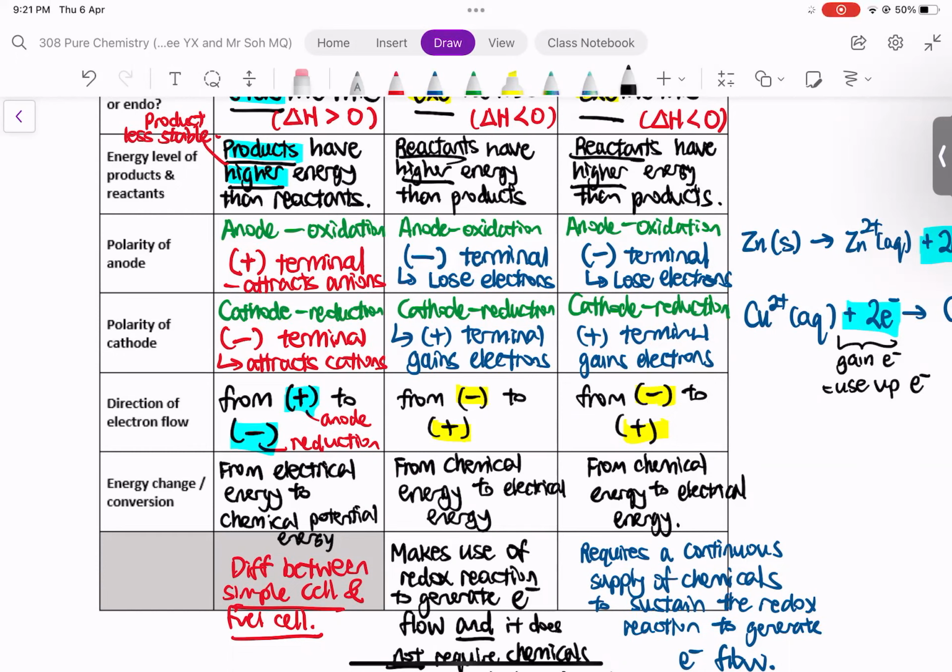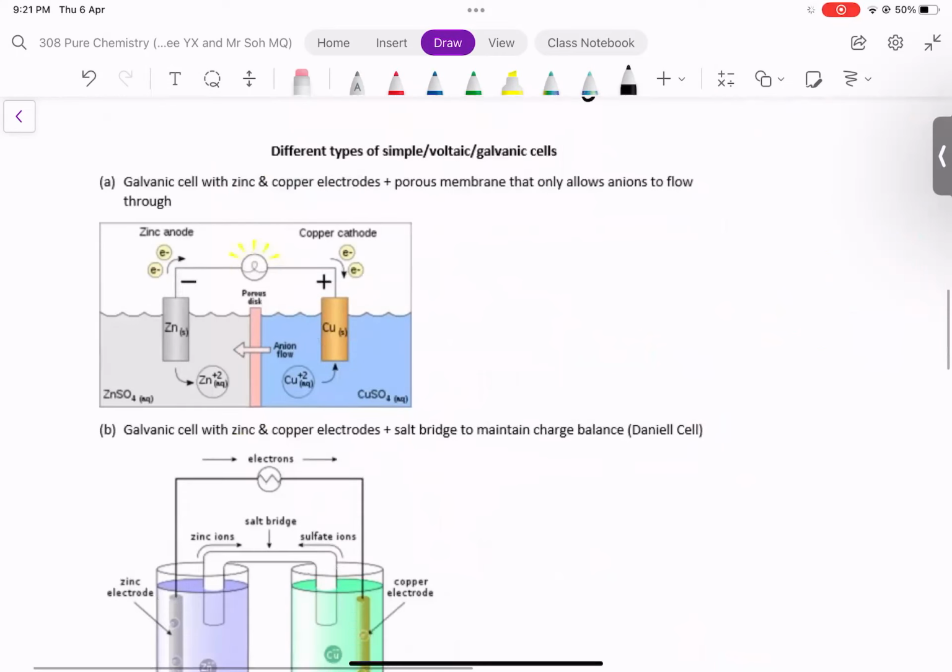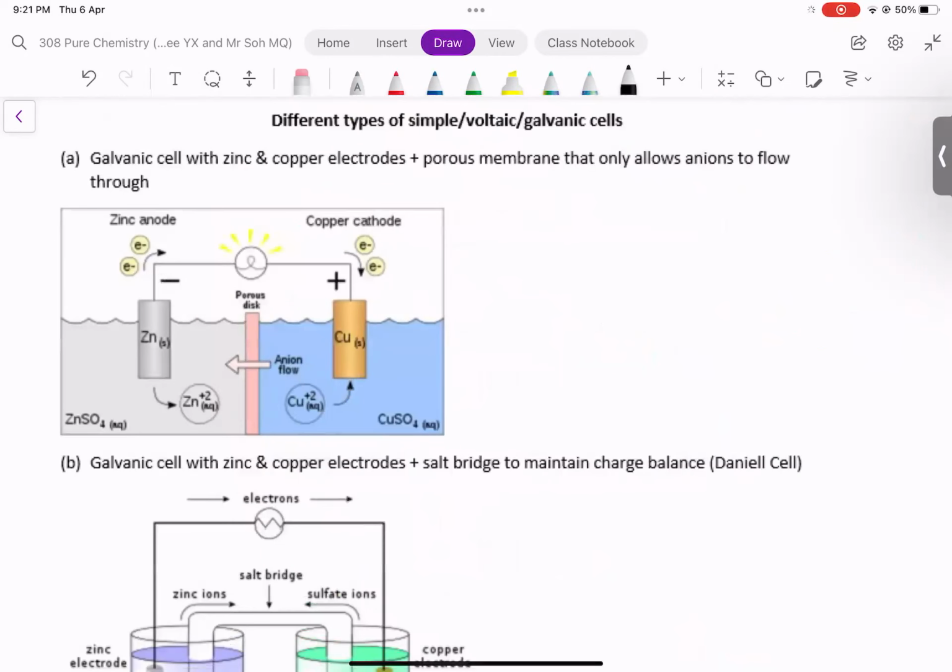Okay, now let's move on to the next part. Next part is easy. You can see I wrote different types of simple, galvanic, voltaic cells. Why do I put slash slash slash? It means these three words are the same thing. Some of you are confused because you searched online. Wow, one website wrote simple cell, one website wrote galvanic, one website wrote voltaic. Actually, they mean the same thing. And so you can see I'm going to use these words liberally throughout this.